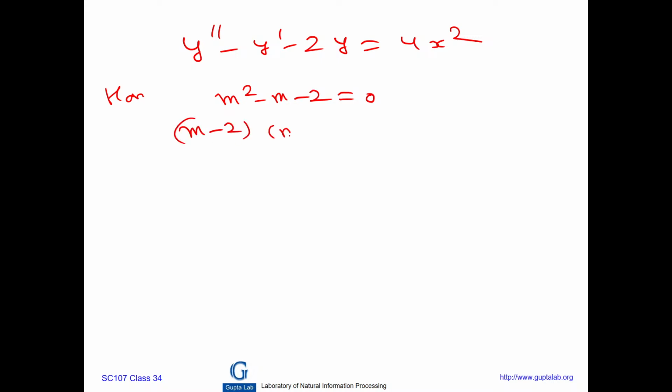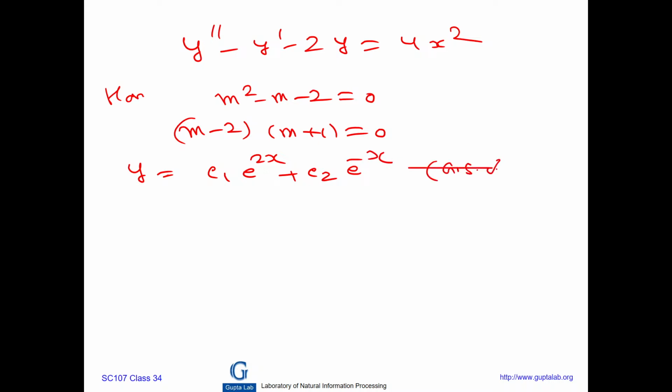Say y double prime minus y prime minus 2y is equal to 4x square. Homogeneous equation क्या बनेगी? m square minus m minus 2 is equal to 0. Roots आ जाएंगे, m minus 2 into m plus 1 is equal to 0. Real and distinct है, so general solution हो जाएगा c1 times e raised power 2x plus c2 times e raised power minus x. General solution of the homogeneous equation हो गया है, right? Right hand side is a polynomial of degree 2. We seek particular solution of the form a plus bx plus cx square.